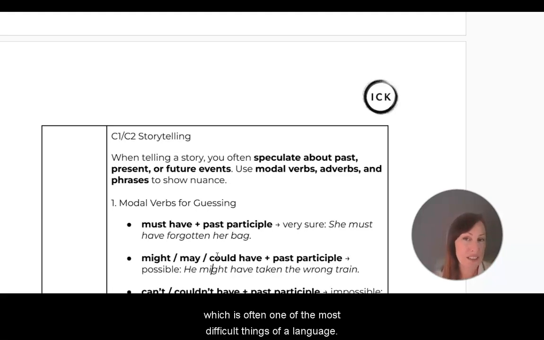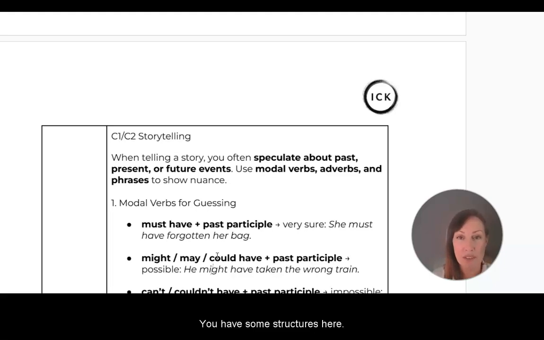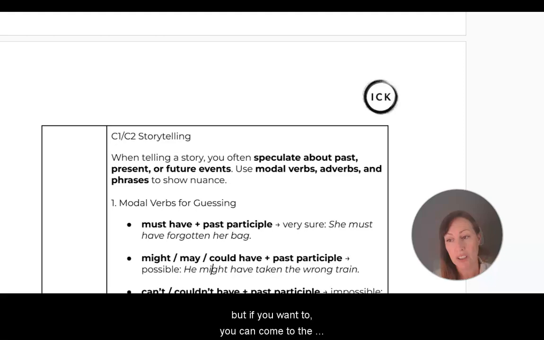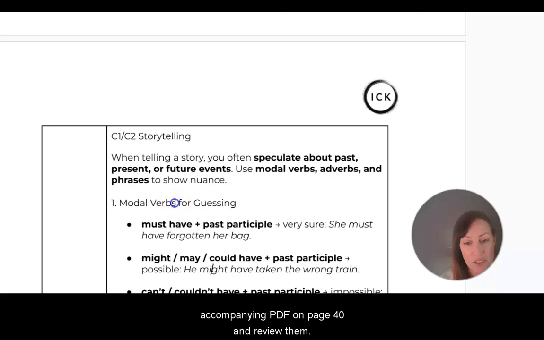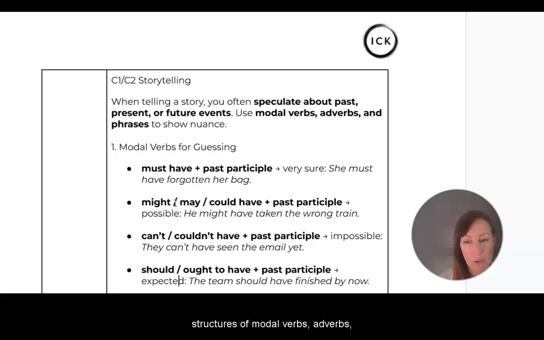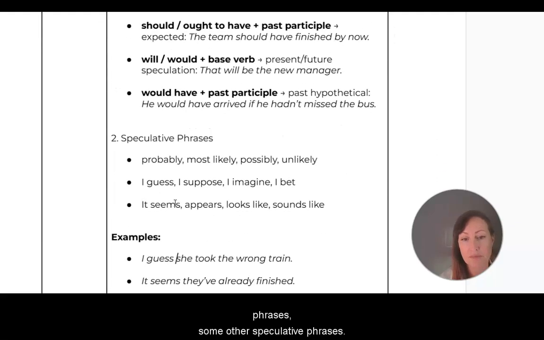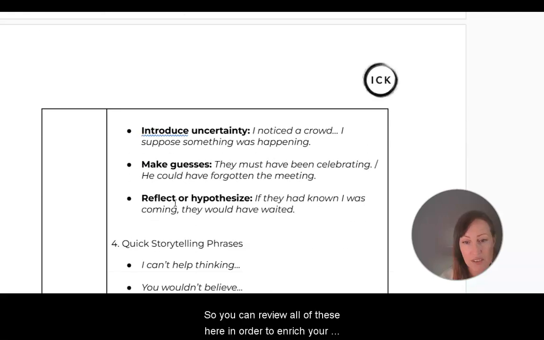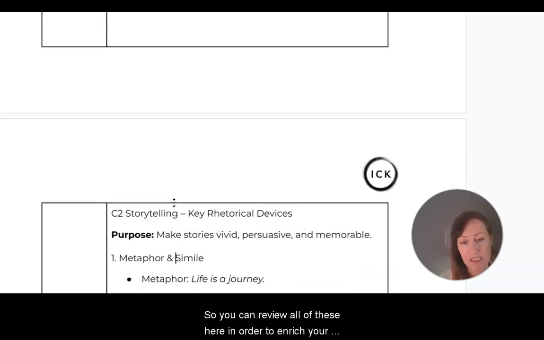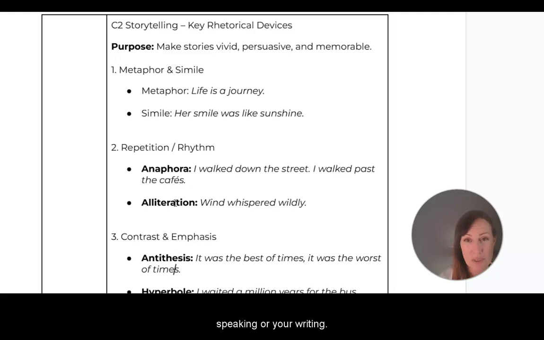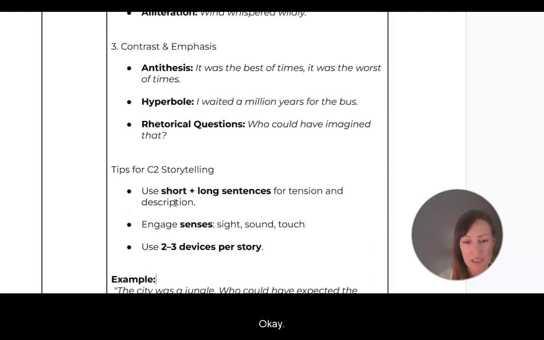In relation to storytelling, which is often one of the most difficult things of a language, you have some structures here. Most of them we have reviewed before, so I'm not going to go into them here, but if you want to, you can come to the accompanying PDF on page 40 and review them. Okay, so we spoke before about structures of modal verbs, adverbs, phrases, some other speculative phrases. So you can review all of these here in order to enrich your speaking or your writing.